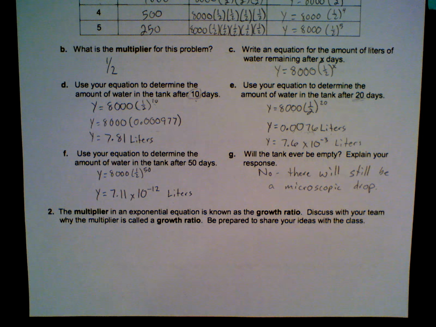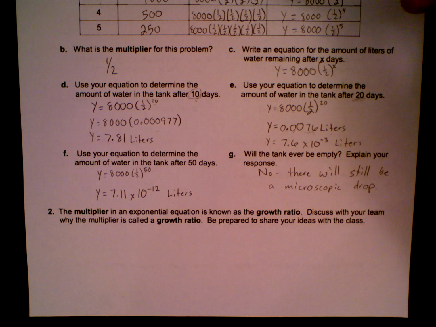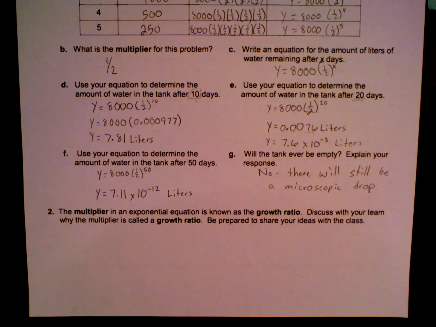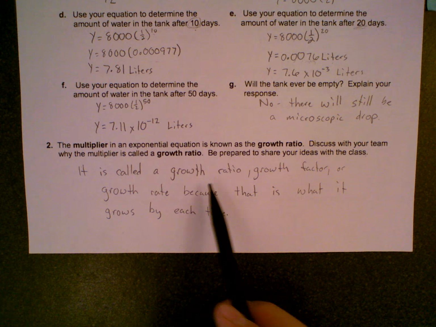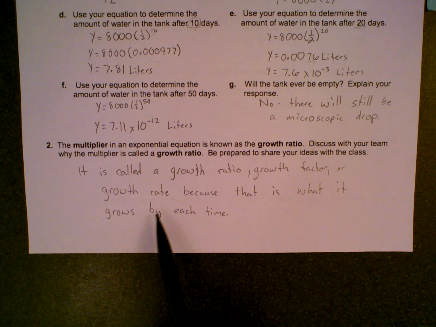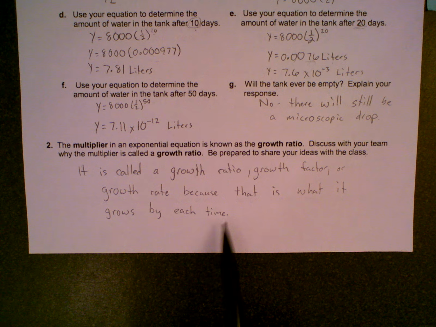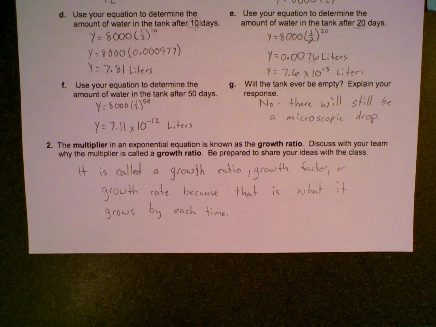So just as with the slope in a linear equation, it was growing by that each time. And this is what we multiply by each time to get there. So let me write down for you kind of what I'm looking for there. So I wrote, it's called a growth ratio, a growth factor, or a growth rate because that is what it grows by each time. What I mean by time is whatever time we're looking at.